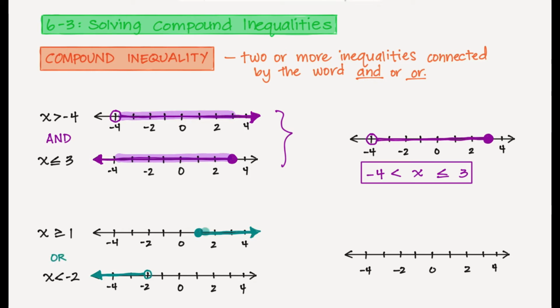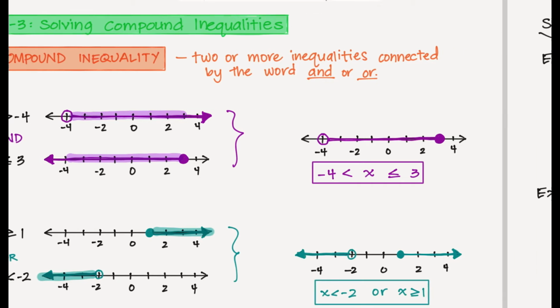If I was going to turn this into an "or" statement, I would shade everything that I have going in the two different directions. So everything that is less than -2, but also everything that is greater than +1. And as you can see, there's a big gap in between those, and that's where the word "or" would be. So x is less than -2, or x is greater than or equal to +1.